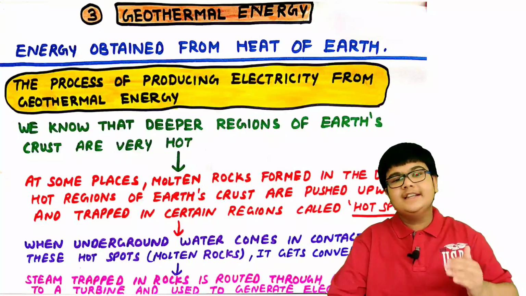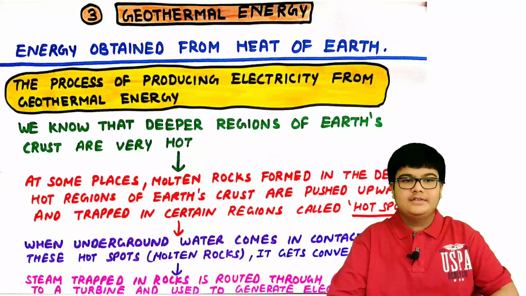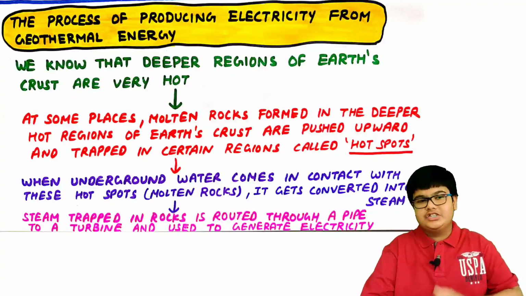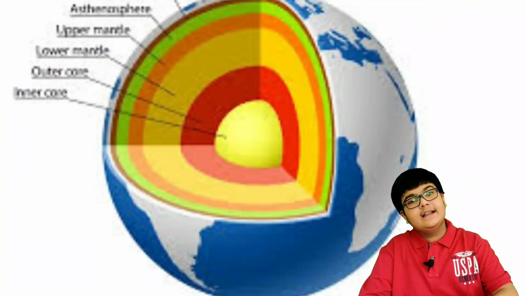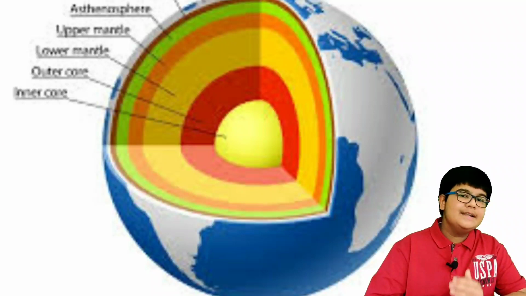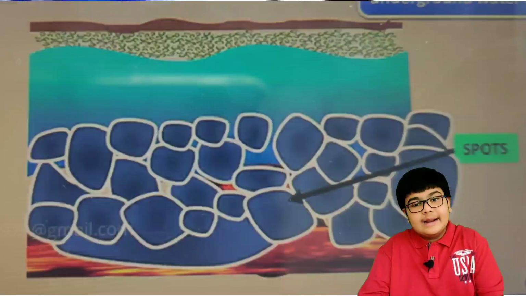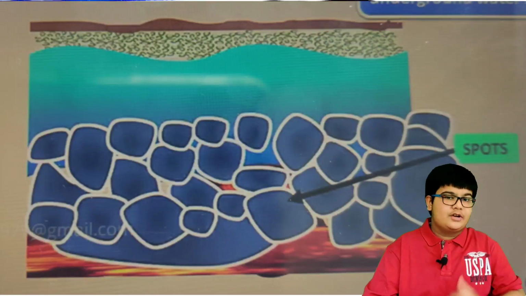Third, geothermal energy. It is the energy obtained from the heat of the earth. Now let us see how electricity is produced from geothermal energy. So now we know that the deeper regions of the earth's crust are very hot. At some places, the molten rocks formed in the deeper hot regions of the earth are pushed upwards and trapped in certain regions called hotspots.